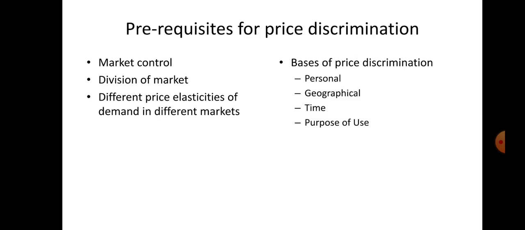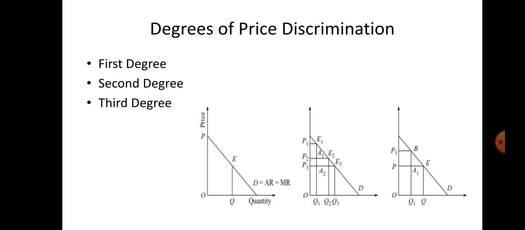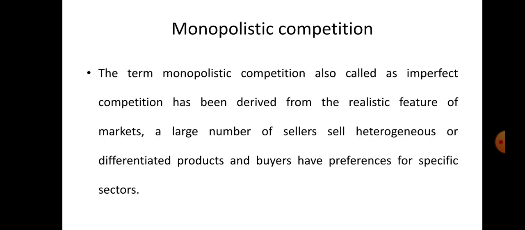The prerequisites for price discrimination are market control, division of market, and different price elasticities of demand in different markets. Based on price discrimination we can have different types like personal, geographical, time and purpose of use. And here we have degrees of price discrimination as first degree, second degree and third degree.